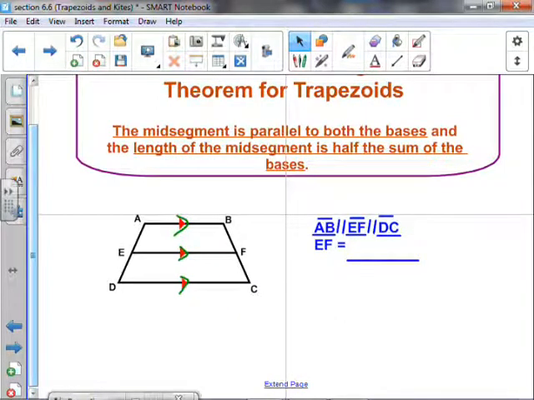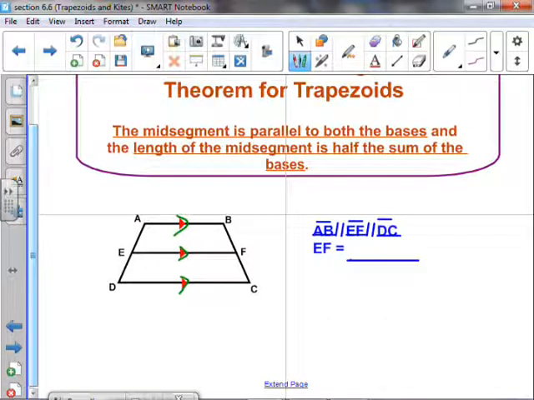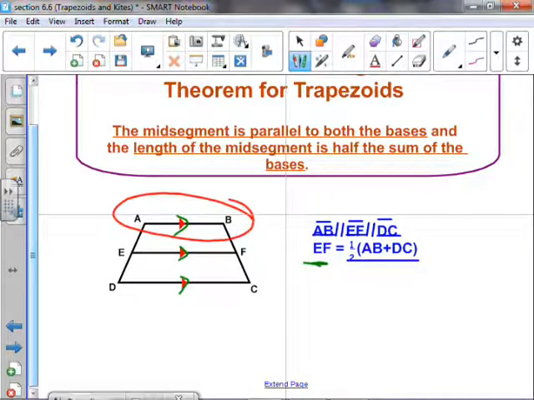The other part is not all that much more complicated. What it is saying is that EF, and I don't want you to mistake this to think that I'm saying segment EF, this is the length of the segment EF, is going to be equal to adding up AB and DC and dividing by 2. So it's 1/2 of AB plus DC. We add up this length here, we add up this length here, we divide by 2, and that is the length of that one right there. So it's basically the average of the two lengths. Okay?